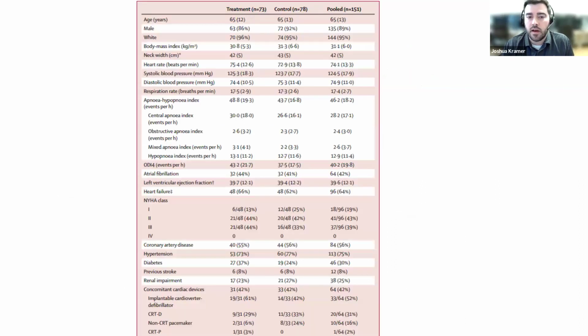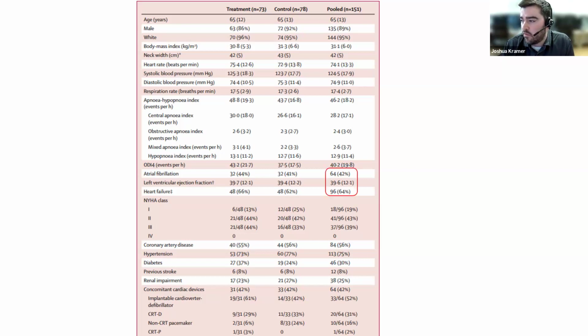So this is the breakdown of the demographics between the two groups. I'll let you take a quick look at that. They felt like this was pretty well distributed between the control and treatment groups. I don't know if any of you had any thoughts on this patient population, if you felt like that was accurate or not. You can feel free to jump in if you did. The big take homes that I took from this were that most of these were white guys in this study, as far as demographics go.